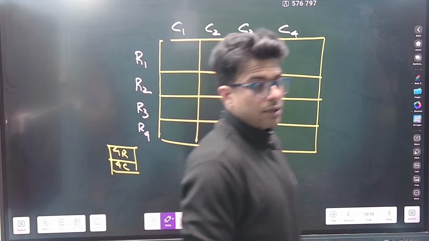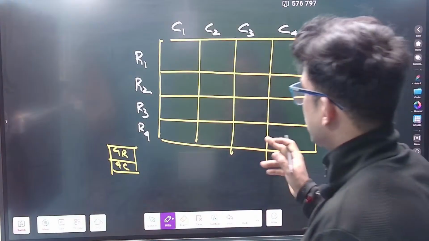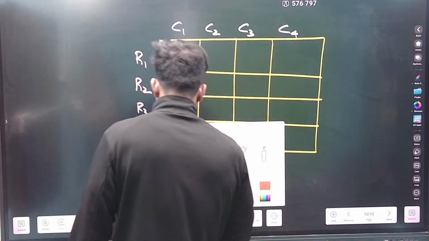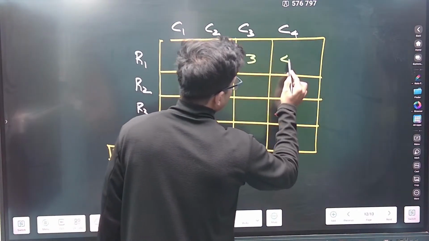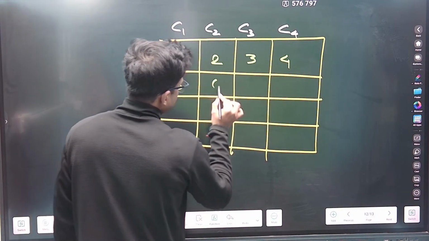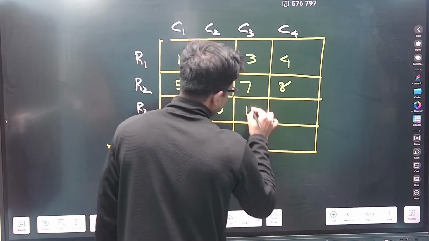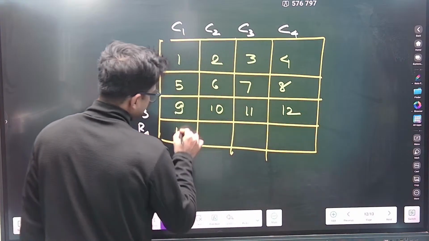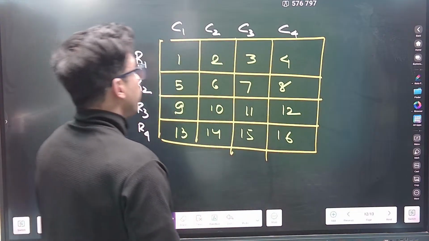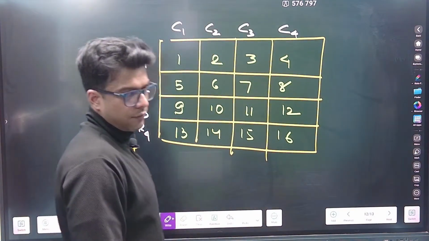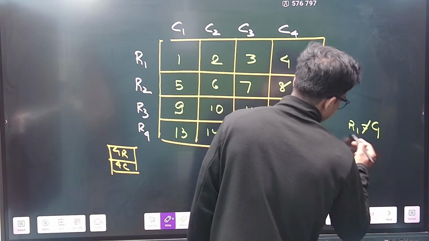Nowadays, examinations are very tough. Correct? So you need to understand, you need to learn everything for the exam. The reason behind it is, if you write the numbers 1, 2, 3, 4, 5, 6, 7, 8, 9, 10, 11, 12, 13, 14, 15, and 16, these numbers are not equal. If you add the rows and add the columns, they will not be equal.